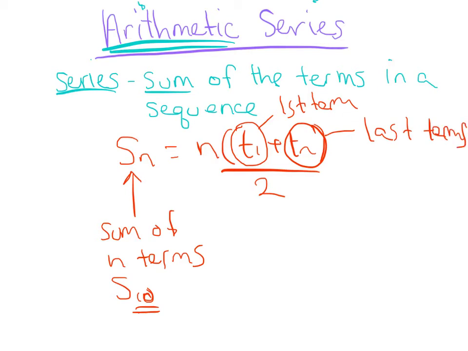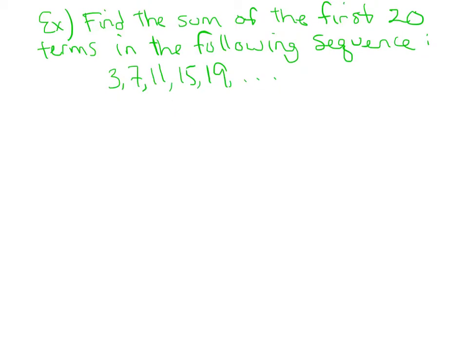So let's just do an example to refresh our memories on that. Okay, so here's our first example. Find the sum of the first 20 terms in the following sequence. My sequence is 3, 7, 11, 15, 19, and so on. First we have to determine that this is arithmetic, which it is because I'm increasing by 4 each time. So it's arithmetic, and my common difference is 4.